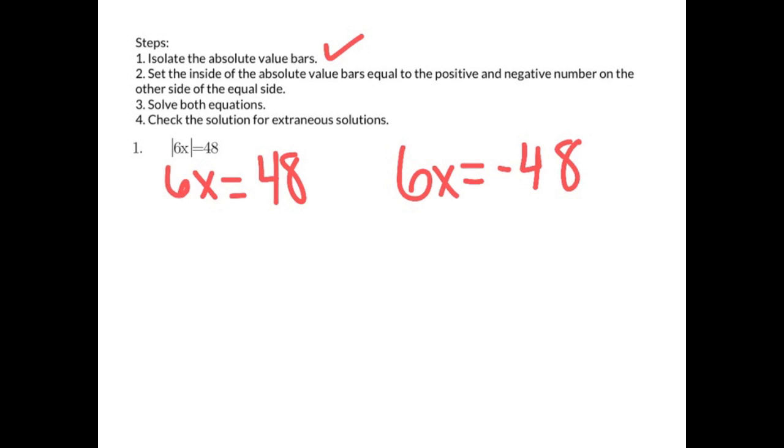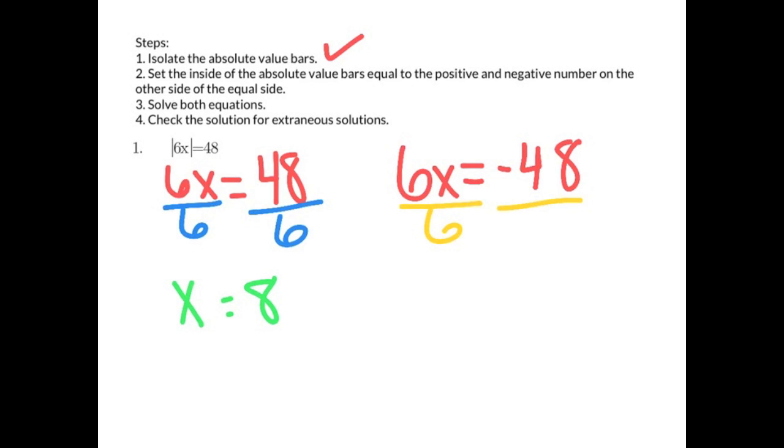Alright, so now step 3 says solve both equations. So this is just a one-step equation. So that means we're just going to divide by 6 on both sides. So that x is equal to 8. Alright, so x is equal to 8 there. And we want to solve the other equation. Once again, we just want to divide by 6. So the x is now equal to -6. Okay? Sorry, -8. My mistake.